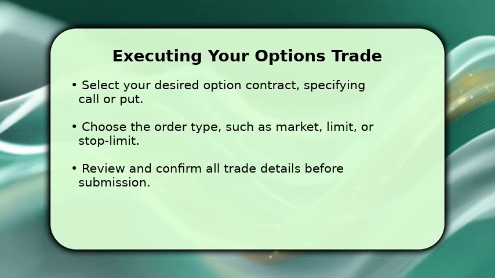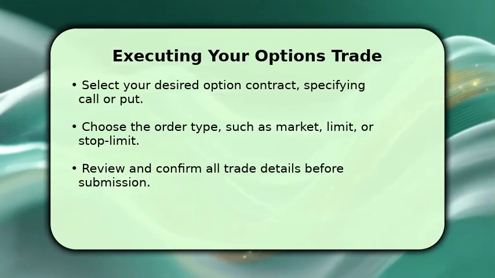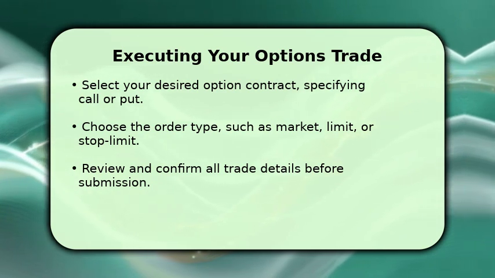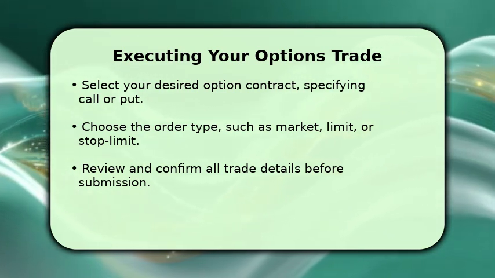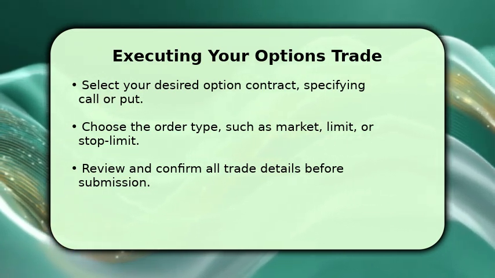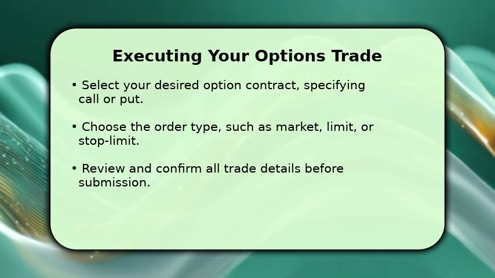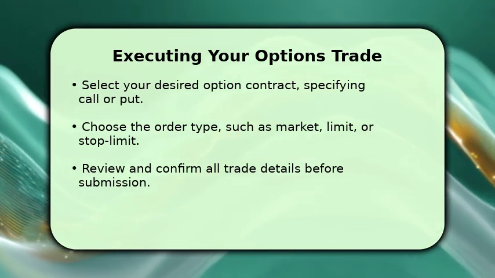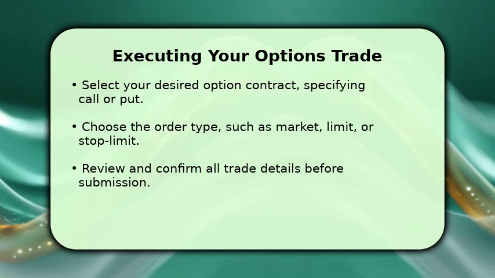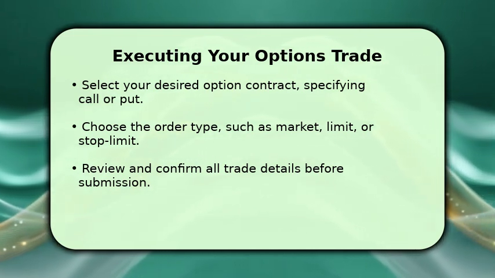When you are ready to place a trade, select the specific option contract you wish to buy or sell, clearly indicating if it's a call or a put. Then, choose your order type. A limit order, for instance, allows you to specify the maximum price you will pay or minimum you will receive. Always double-check all details, including the number of contracts, strike price, and expiration date, before submitting your order for execution.